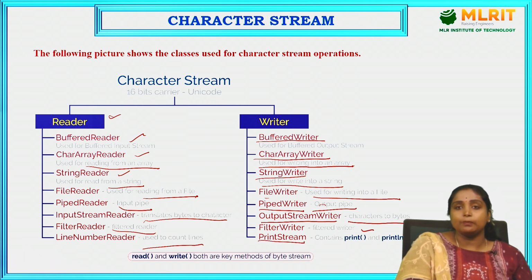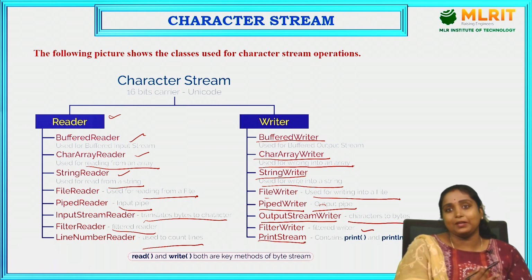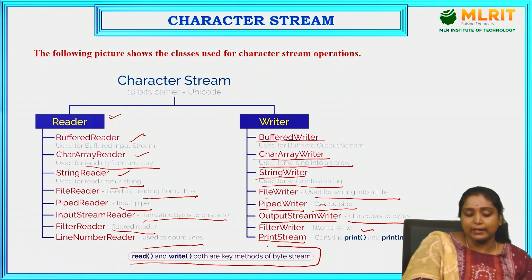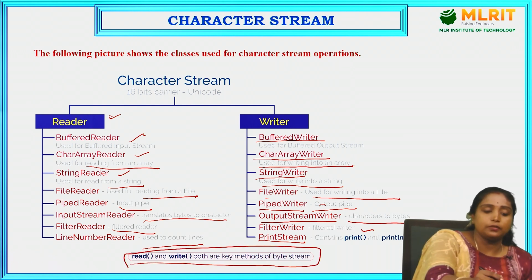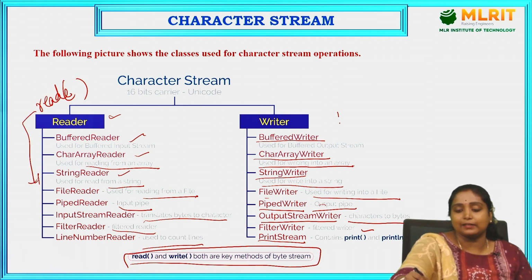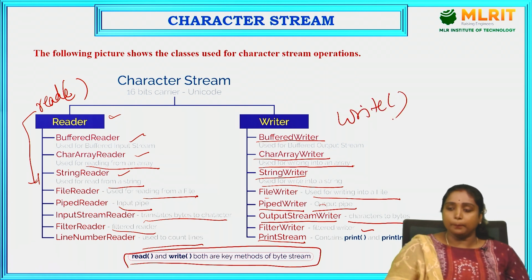PrintWriter contains the same print and println methods. Here also we can use the read and write methods. The read method is used by the reader classes, and the writer classes can use the write method. These are the key methods for the character stream.